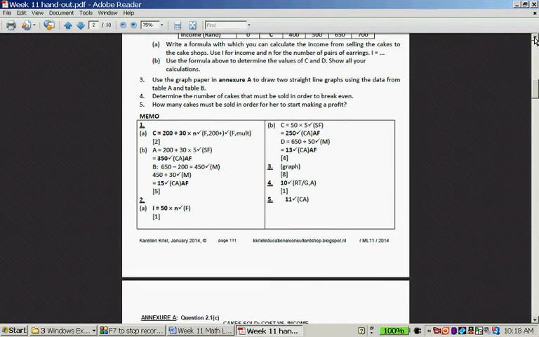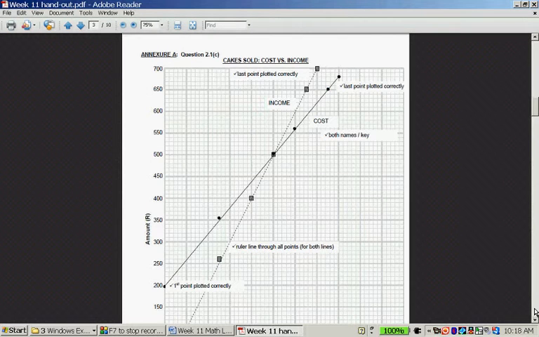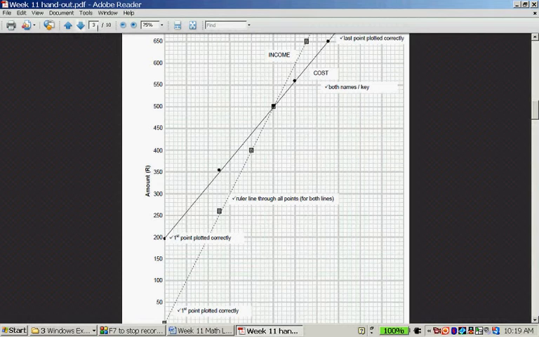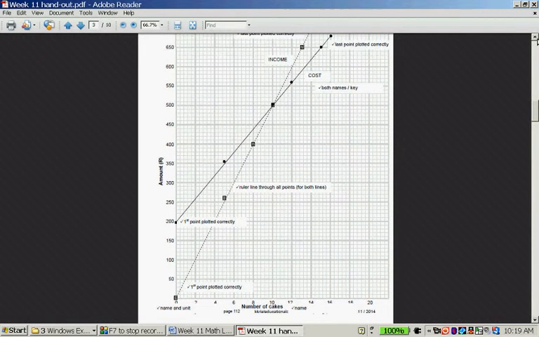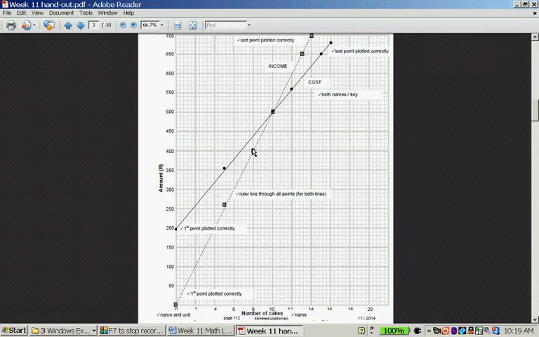Okay, and then the income is 0, 0, so it starts at the origin. This point here, just decrease a bit, slightly more. Okay, that's perfect. That's the origin. Then you plot all the points. So for 8 cakes, it was 400 rand, so above 8, next to 400 rand, that point is 100%. Then 10 cakes was 500 rand, you go up to 10 cakes and across to 500 rand. And then at 14 cakes, up, and that was 700 rand. Then you connect it and you'll see that the two lines cross there at 10 cakes and 500 rand.